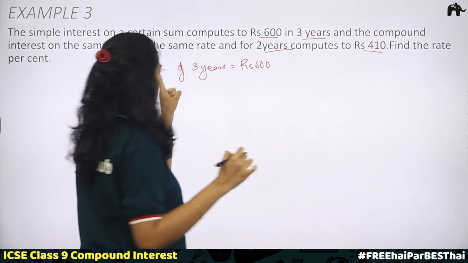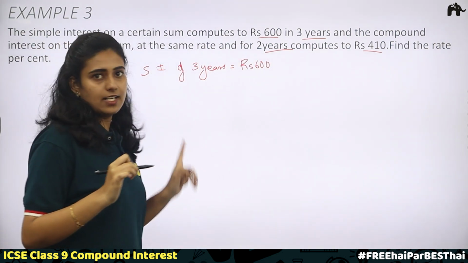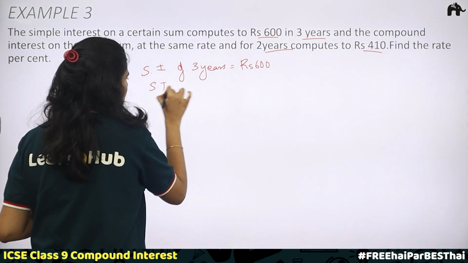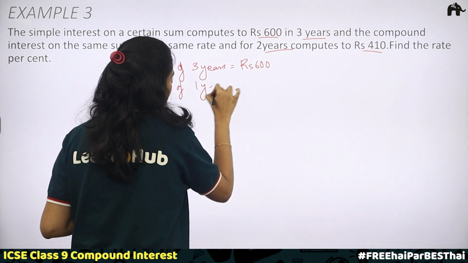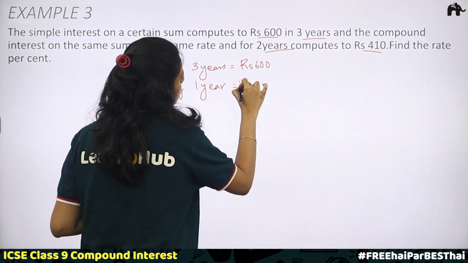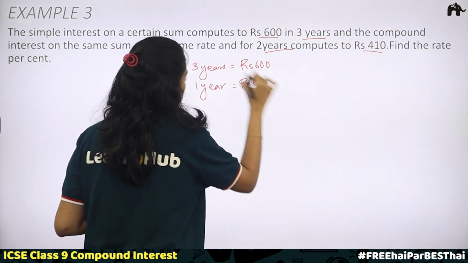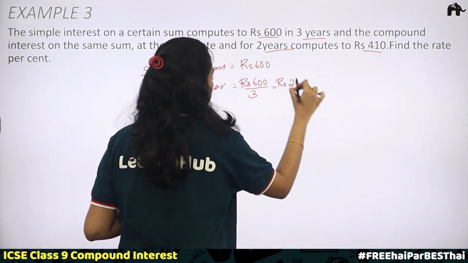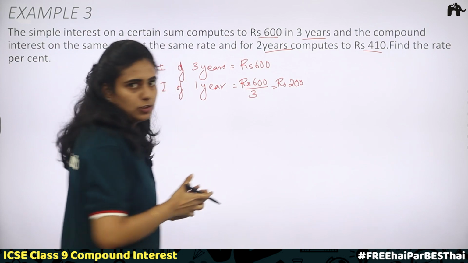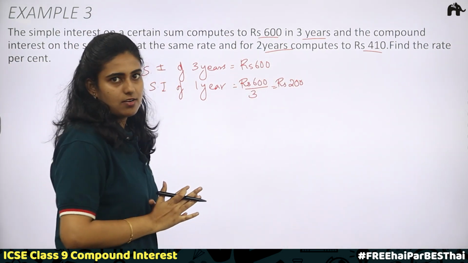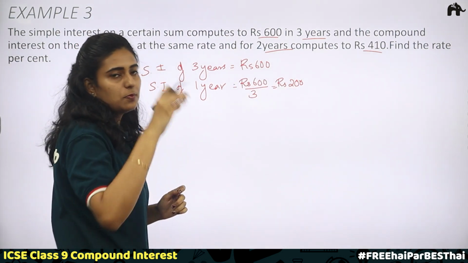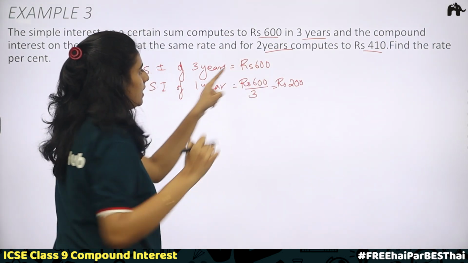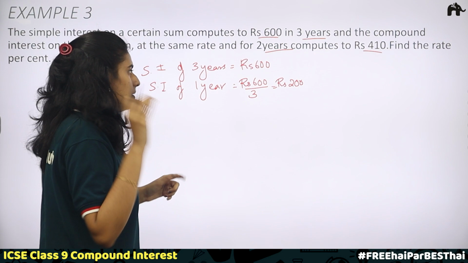If the simple interest of 3 years is rupees 600, then what is the simple interest for 1 year? We can find the simple interest of 1 year will be equal to rupees 600 divided by 3, equal to rupees 200. We know the interest is not going to change here. So rupees 200 for first year, rupees 200 for second year, rupees 200 for third year. And this is how you will be getting rupees 600. 200 plus 200 plus 200.